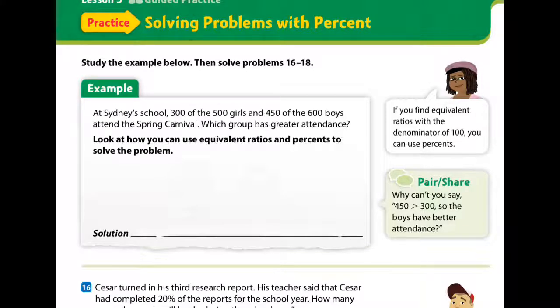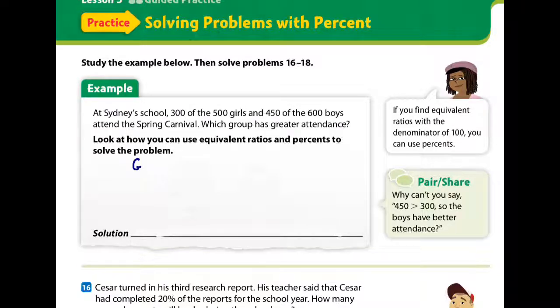So here's what the problem says. It says, at Sydney School, 300 of the 500 girls and 450 of the 600 boys attend the spring carnival. Which group had the greater attendance? Now, we're going to go through this, and what I'm going to do is find the percentage of girls who attended and the percentage of boys who attended. So let's start with the girls.